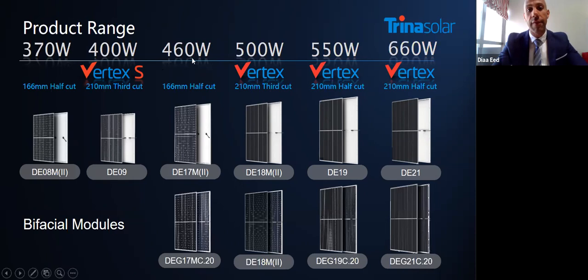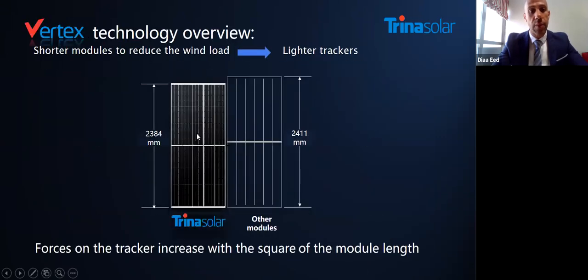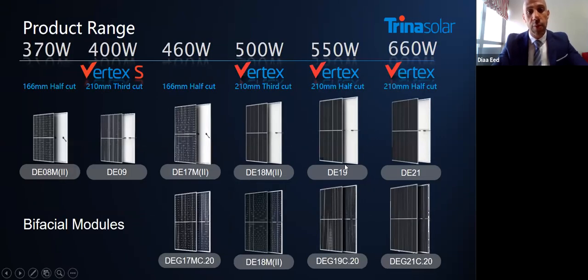Then we have this module, which is the most shipped module for Trina, and we can call it the Primo for us, because this product is one of the most shipped products all over the world. I'm sure every one of you either has it or uses it in one of your projects. It is our 460 watt, which is 166 mm and half cut. This is also one of our legacy modules, which we haven't changed till today.